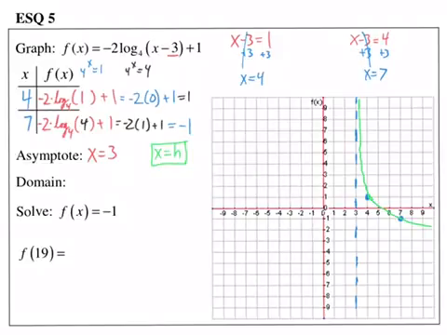Something like that. Going through the 2 dots and up against the asymptote.